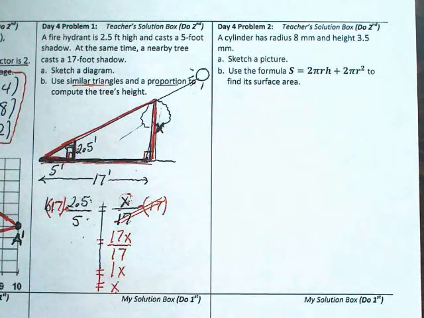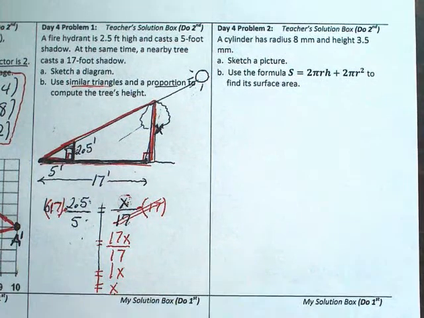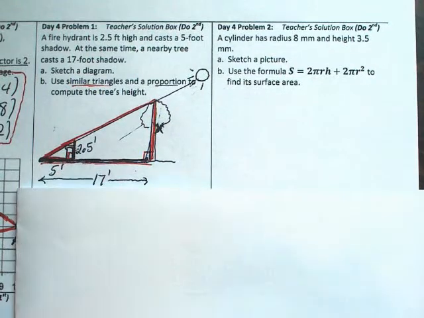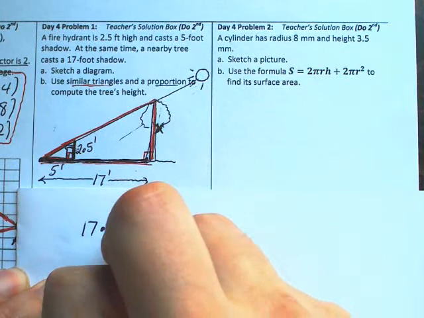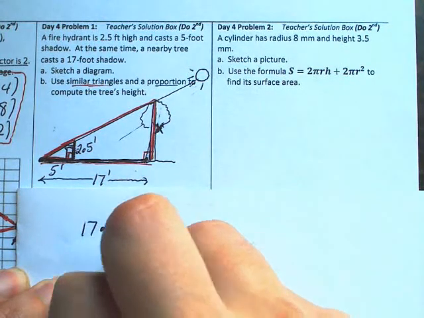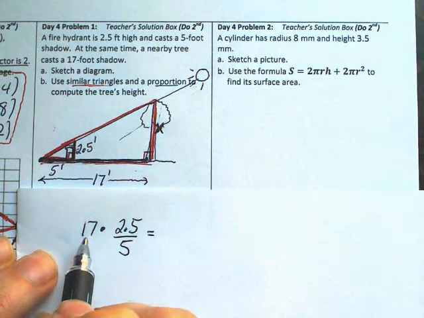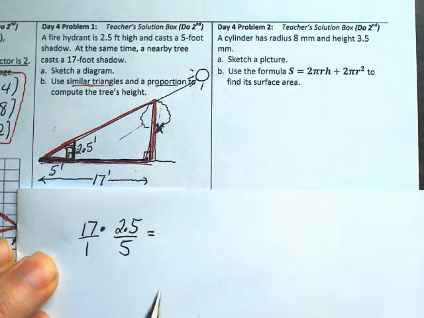Okay. I'm going to grab a piece of scrap paper, and we need to figure out what 17 times 2.5 over 5 makes. So 17 times 2.5 over 5. What does that make? Let's see. So the whole number 17 could be rewritten as 17 over 1. It just helps to keep the numerators straight and the denominators straight.